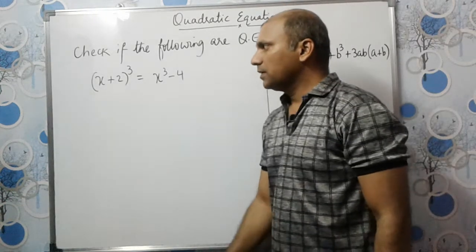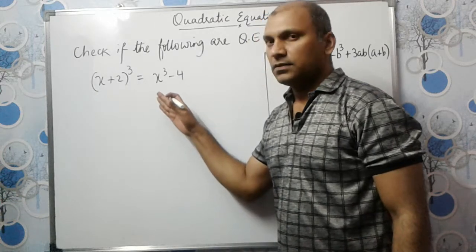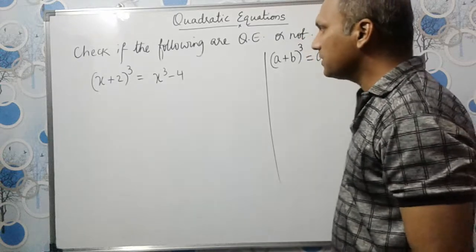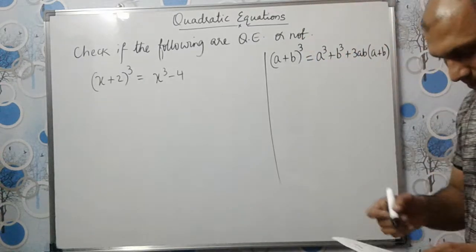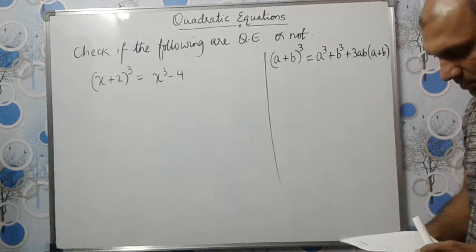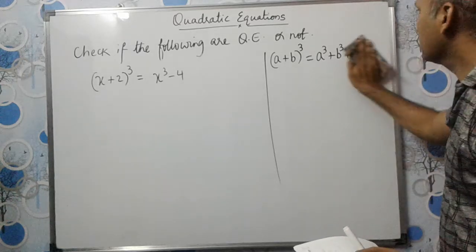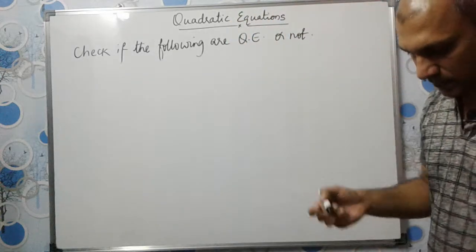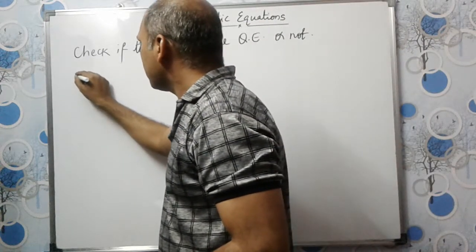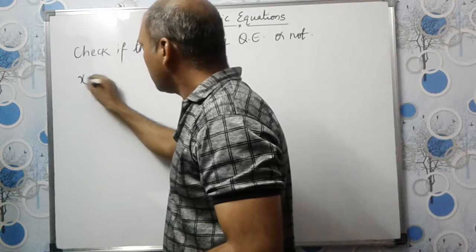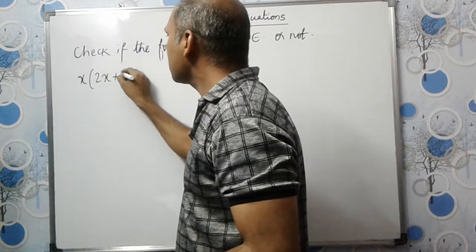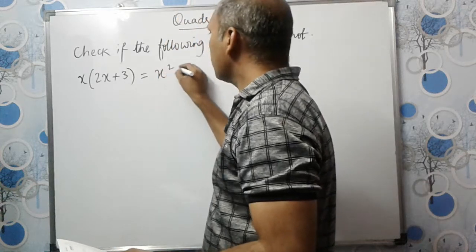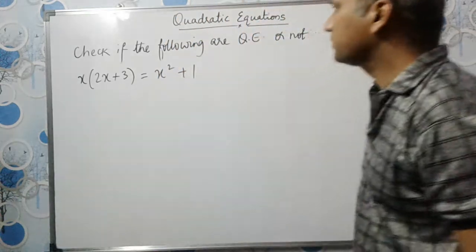Okay, I'll tell you the answer. This will be a quadratic equation. Okay, try to get this. Now let me do another one. I hope you copied this. Let me do another one. Which one? X into 2x plus 3 is equal to x square plus 1.